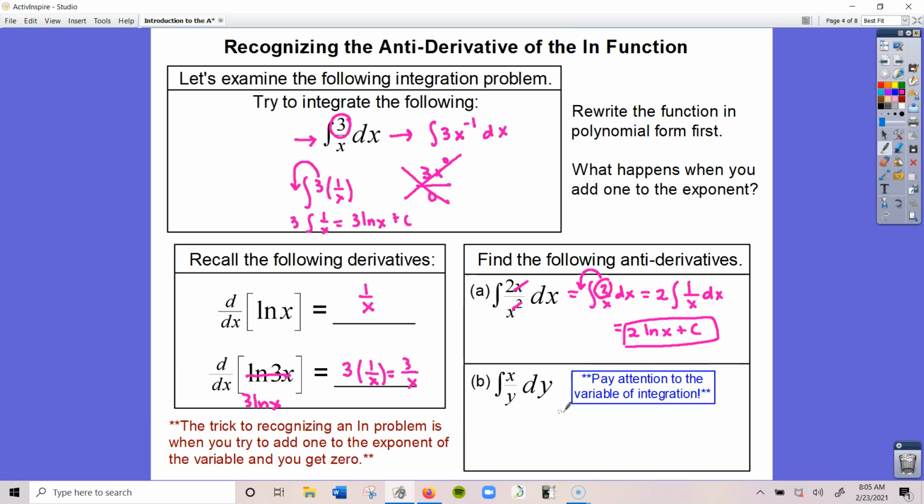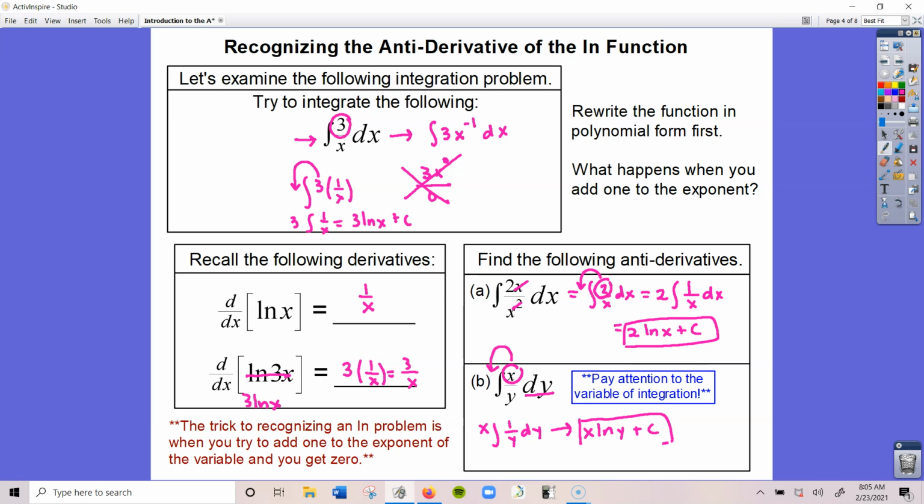Let's try that with this last one here. We have x over y dy. Now if you have two variables, you have to look at the variable of integration. It's in terms of y. That means that this x here is just a constant. So because that's considered kind of like a coefficient, we can move it to the front of the integral. So this is the same thing as saying x times the integral of 1 over y dy. Again, this is the ln function. So this is going to equal x ln of y plus c.